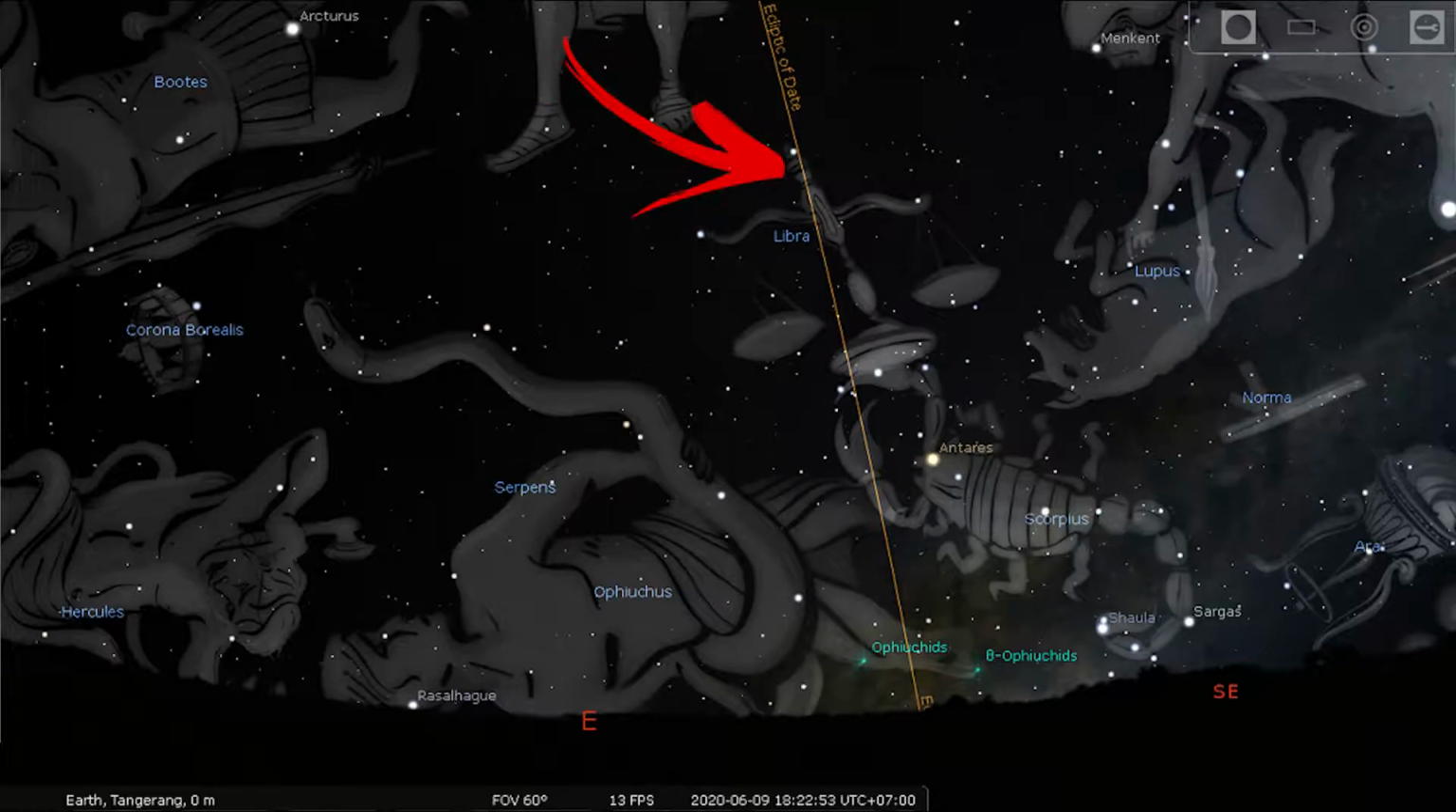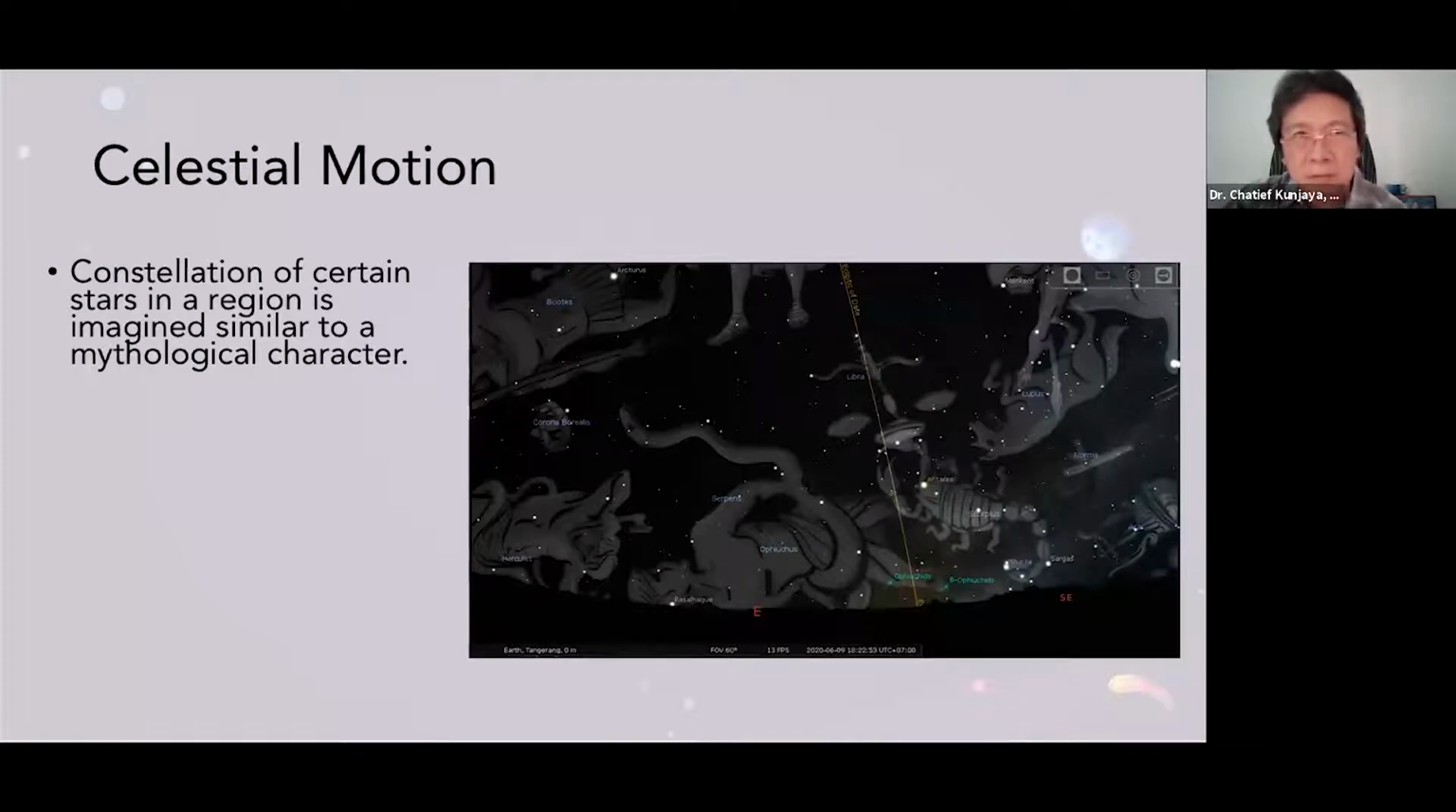So this is what we see, and next this is what they imagined. And next we can see a line. Did you see the line? Yeah, this line, that is the ecliptic. This ecliptic is the path of solar motion. So we can imagine that the sun moves following this line. In one year, the sun circles the earth one full circle. But it means one year is the time for the earth to make a revolution around the sun.